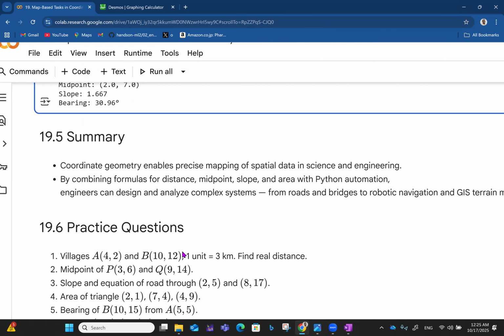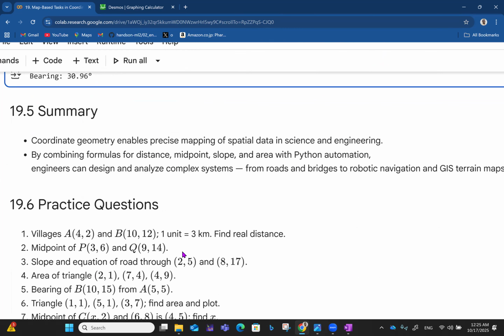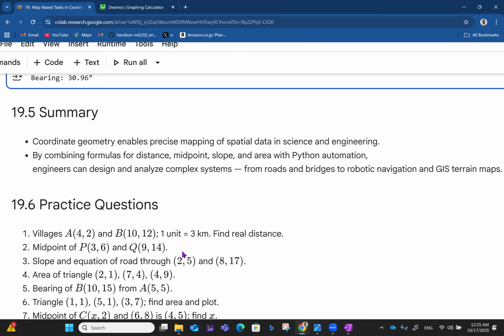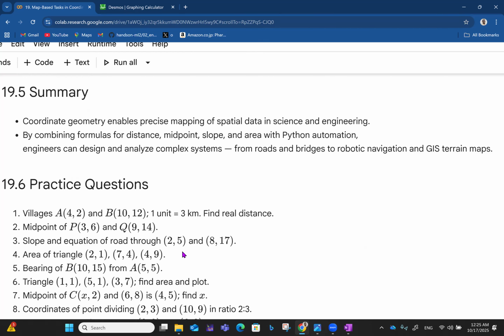In summary, we see that coordinate geometry enables precise mapping of spatial data in science and engineering. By combining formulas for distance, midpoint, slope, and area with Python automation, engineers can design and analyze complex systems from roads and bridges to robotic navigation and GIS terrain maps.